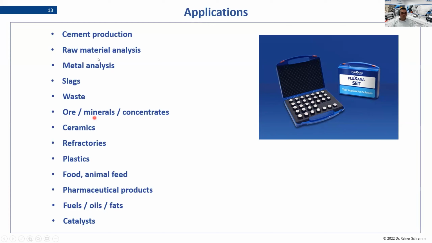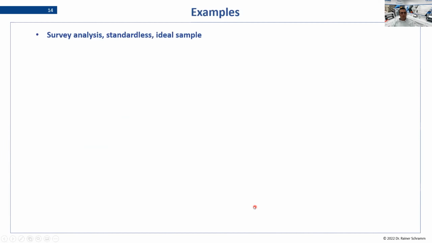That means we count how many atoms of an element are in a material. And this is, of course, a wide range of different materials where we could do that. Organics, however, cannot be analyzed. So whenever we talk about molecules, this is out of our scope. Just inorganic elements, so from fluorine down to uranium. Now I would like to give you some examples how we can use this.